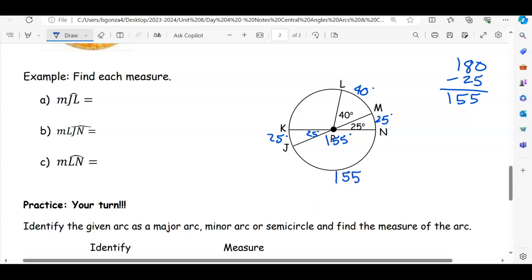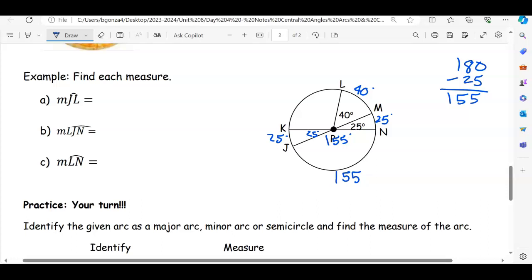Last one. How do I figure out this piece right here? Any ideas? Now this piece does not have an X. This goes all the way across, but this one doesn't, right? Like LP does not keep going. So it's not 155 here. But check it out. There's a few ways to do this. We have a straight line here, 180. Can I take away these two from 180 to figure out this?